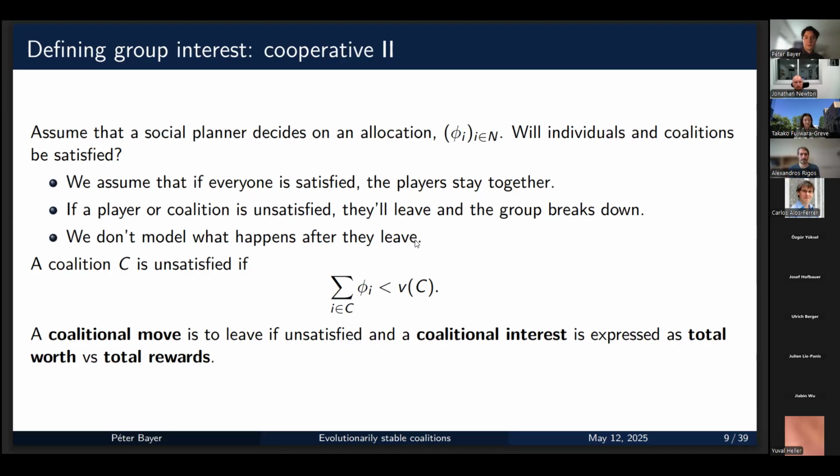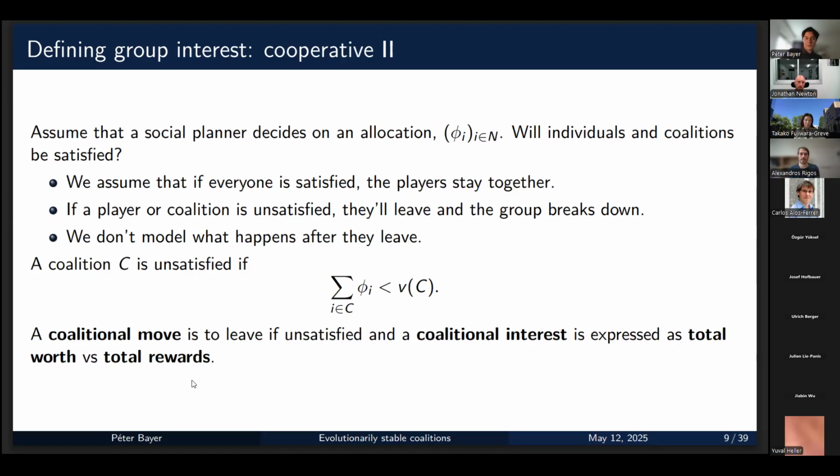But we don't really model what happens when they leave. We're only interested in whether the coalitions are unsatisfied or not. And unsatisfied here means that the sum of their allocations, so how much everyone gets from the social planner, is smaller than the coalition's worth. If the coalition's worth is larger, then this coalition says, no, I don't like this allocation. We're going to leave. We're going to create this value v(C) together. And we don't really care how they divide it. We just know that this phi is in trouble. Okay? The bottom line for me here is that coalitional interest is now expressed as total worth and is compared to total rewards, when the rewards are this sort of allocation.